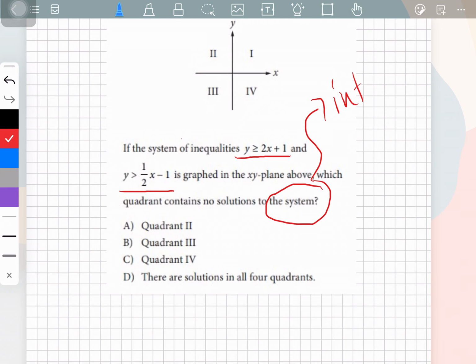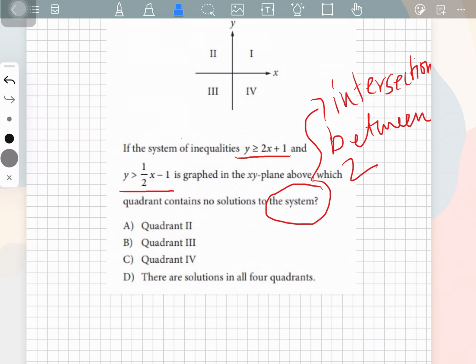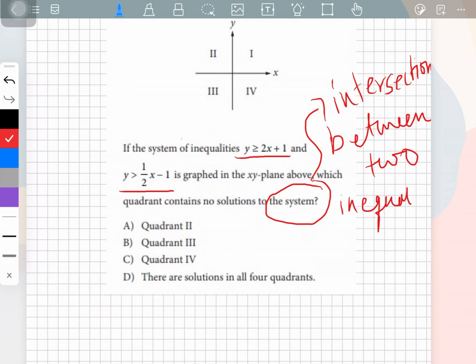intersection. So it's talking about intersection between two inequalities. That's what you're supposed to be finding. For that we have to separately graph them. And how do we graph them is one question.